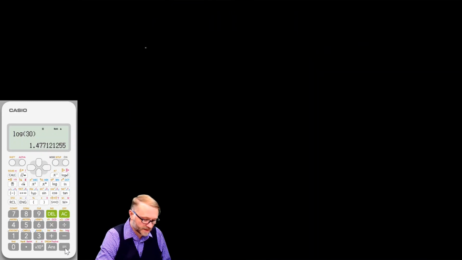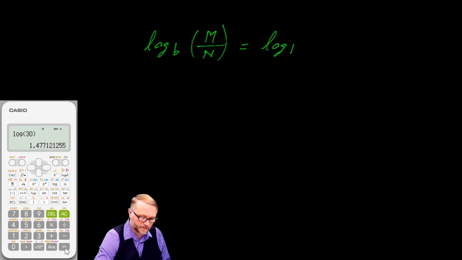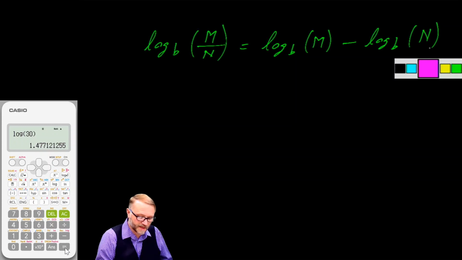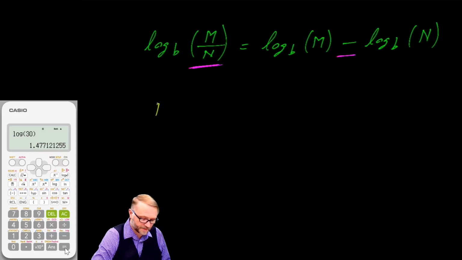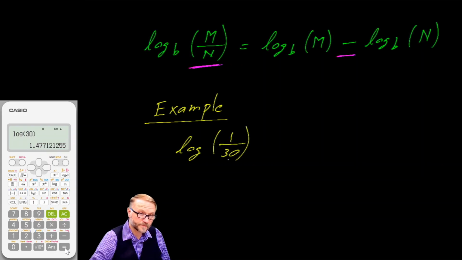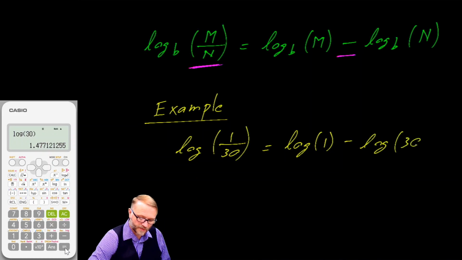Also remember that log base b of m divided by n is equal to log base b of m minus log base b of n. In this case, a division becomes a subtraction. Here's an example. The log of 1 over 30 is equal to log, again we're using base 10 because there's no subscript here, so log of 1 minus log of 30.